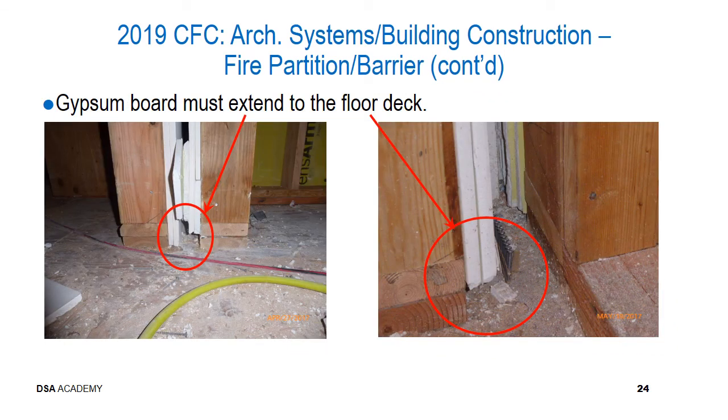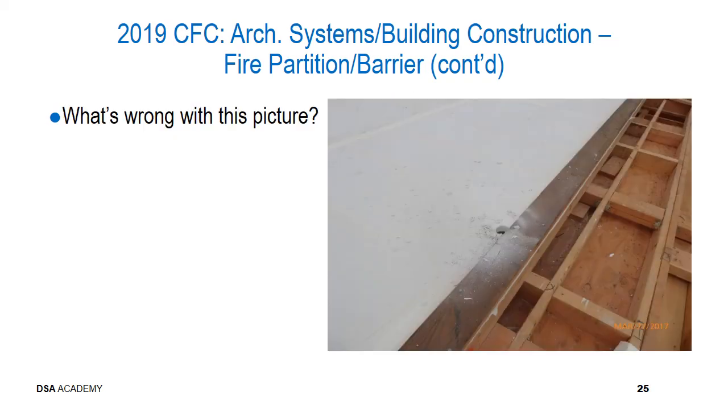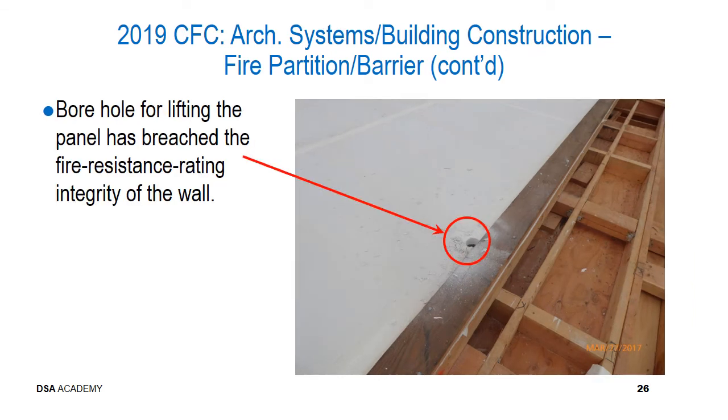Here are some more examples. Note again that the wallboard, the membrane, is not continuous to the slab. And another example that might be run into in the field. Here, a hole has been provided through the protective membrane to facilitate lifting the wall into place. This breach needs to be repaired to maintain the construction integrity of the wall.